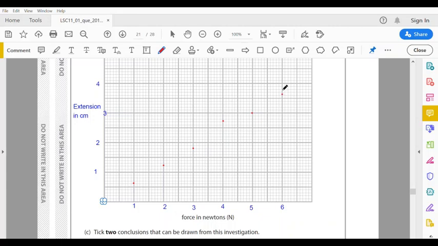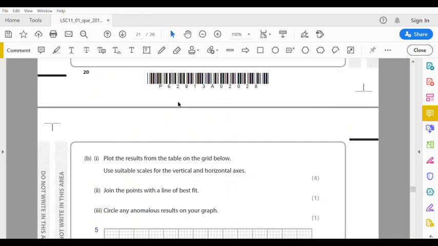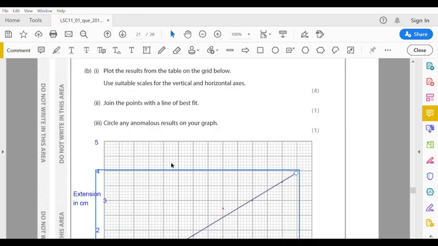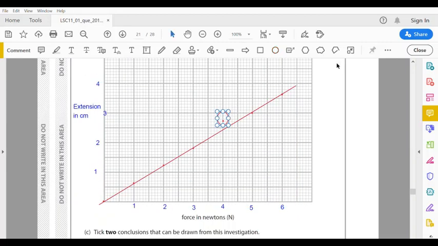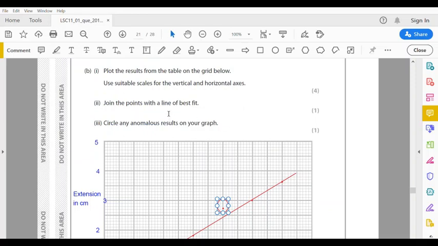Okay, you can make it more accurate. After that, you can draw the line of best fit. Since all of these are almost very close, I will start from here and draw a line of best fit. So we can ignore one point. There's an anomalous point, so I will ignore that one and draw. This is the anomalous point because all others are aligning except this one.